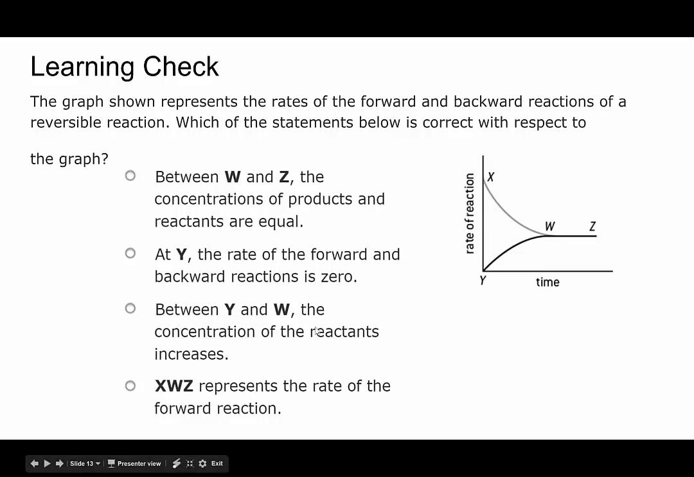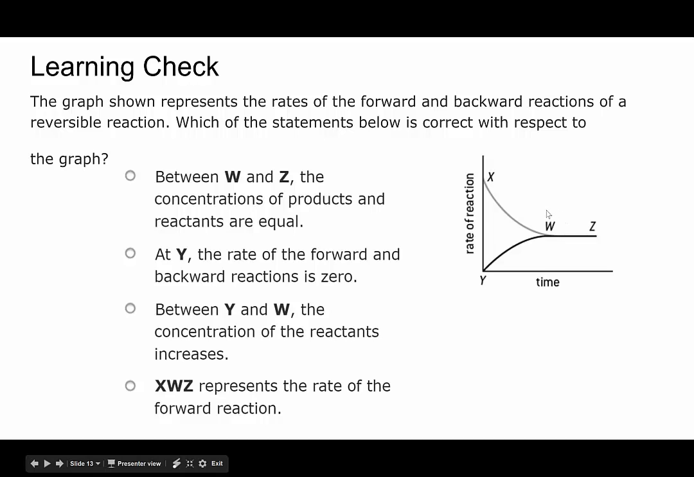Okay, so the answer to this question is D. So only the last answer. Make sure you understand why the other answers are actually wrong. So for the first one, between W and Z, the concentrations are equal, which is incorrect. Here's a graph that represents time versus rate of reaction, whereas X, W, and Z represent the rate of reaction of my forward reaction, whereas Y, W, Z represent the rate of the backward reactions or the reverse reactions as well.